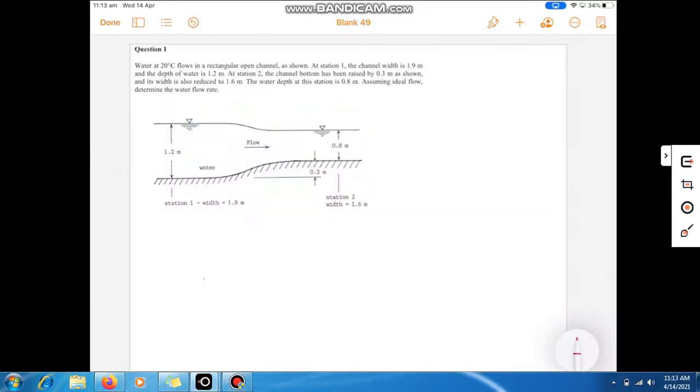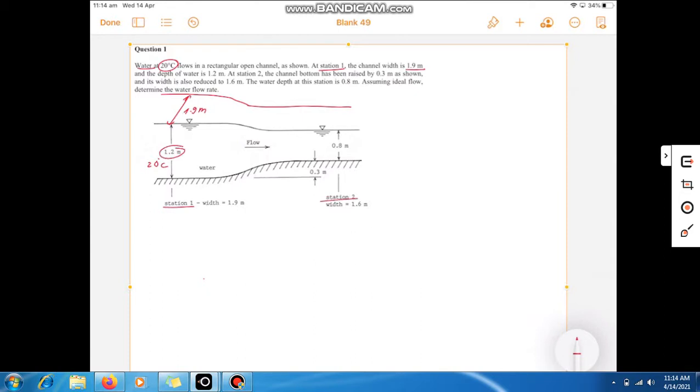Question 2, tutorial 6. In this question, we have water at 20 Celsius flowing in a rectangular open channel. At station 1, the channel width is 1.9 meters. Okay, so we have this channel with 1.9 meter width, and the depth of water is 1.2.